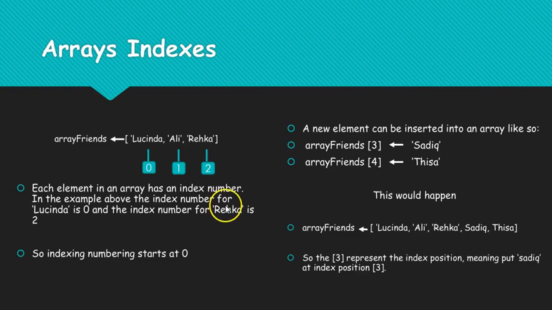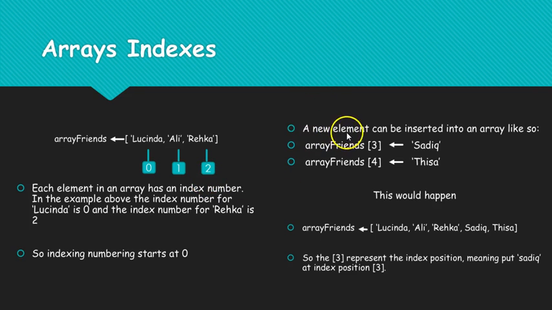So just going through the indexes in arrays. We've got the array friends. Within here we've got three names that are stored in this variable. We've got index 0, 1, and 2. So each element in an array has an index number. In the example above, the index number for Lucinda is 0, and the index number for Rekha is 2. So index numbering always starts at 0, because remember, in computing, a computer recognizes the number 0 as an actual number. So we need to make sure we start off as 0, 1, 2, etc.